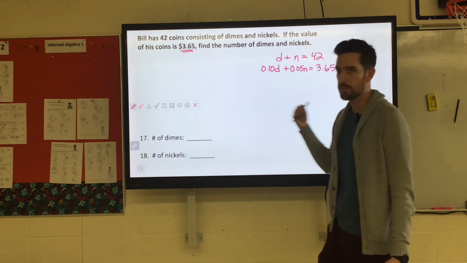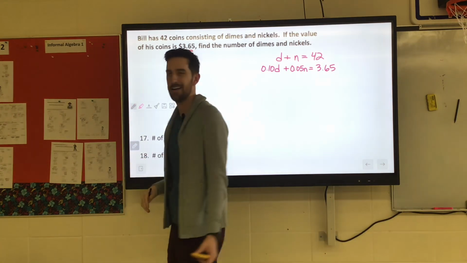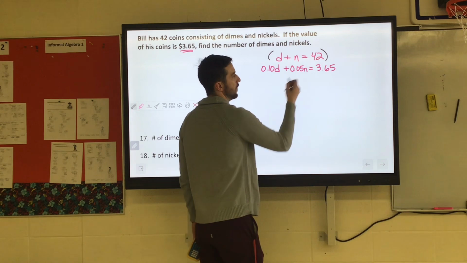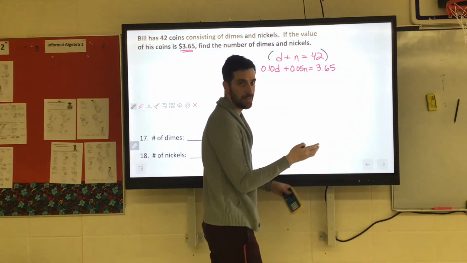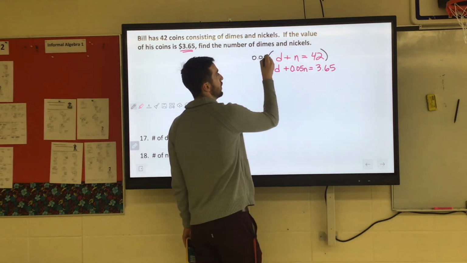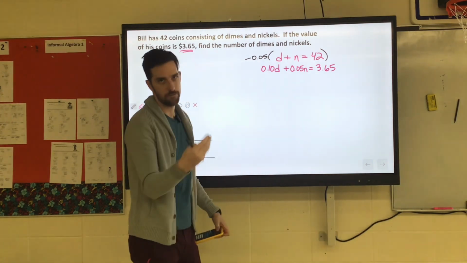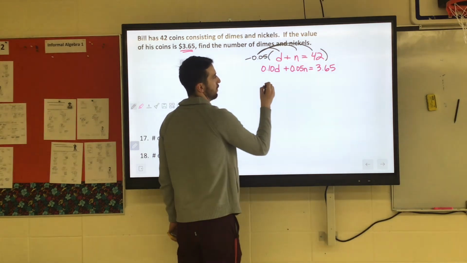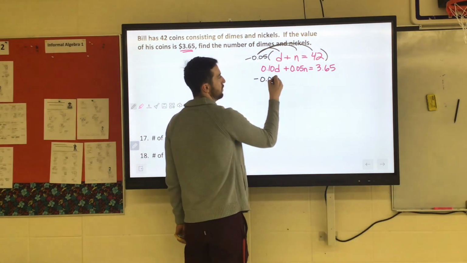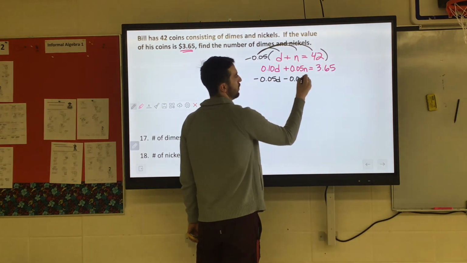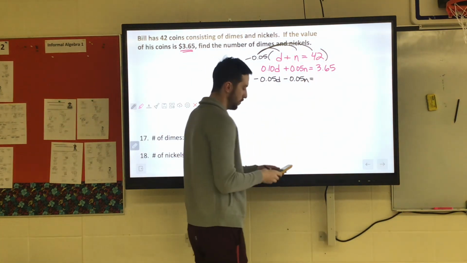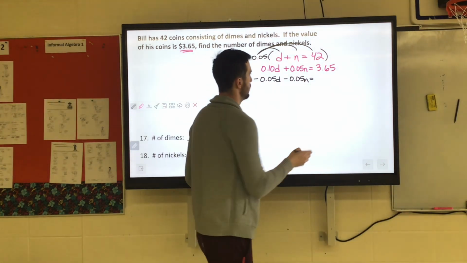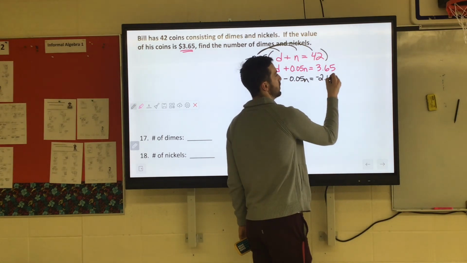$3.65. Now we need one of these to match up. I'm going to get the nickels to match up because I could just take this top equation, and if I want it to be 0.05 N instead of N, I could just multiply by 0.05. But remember, we want it to be negative 0.05. So let's go ahead and give everything this negative 0.05. So that'd be negative 0.05 D, negative 0.05 N, and negative 0.05 times 42 is negative 2.1, or negative $2.10.